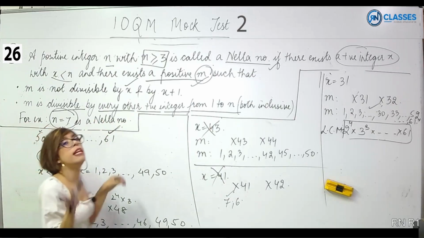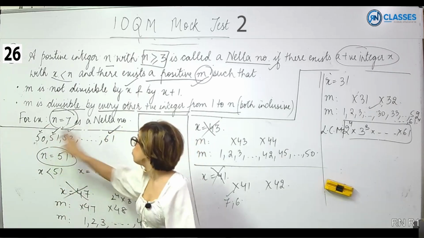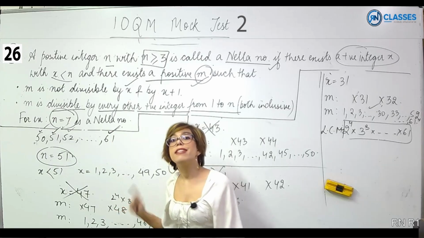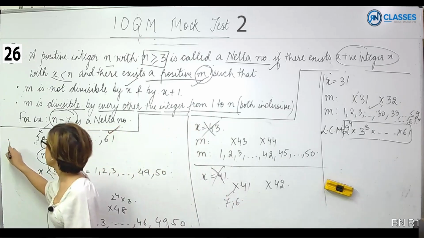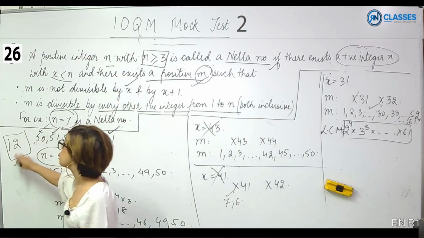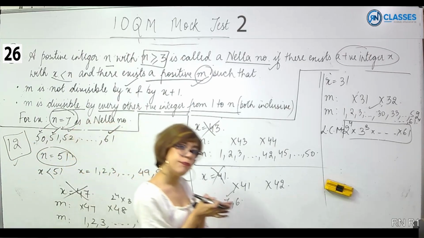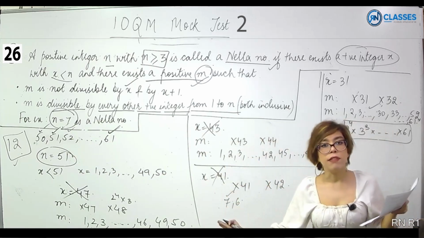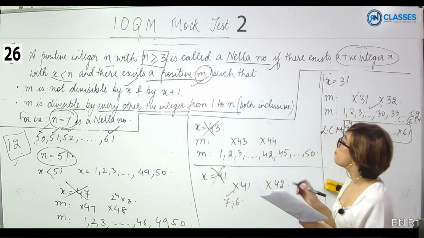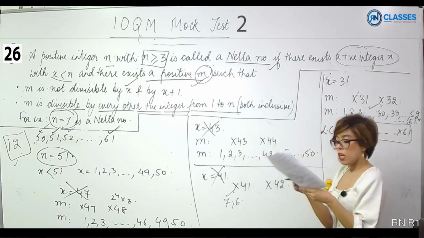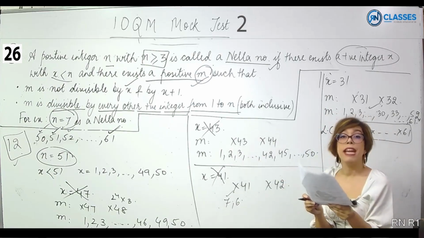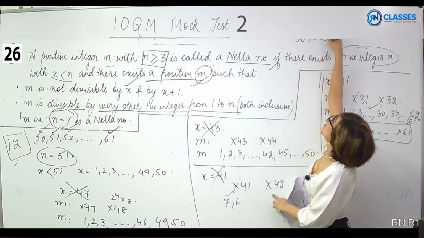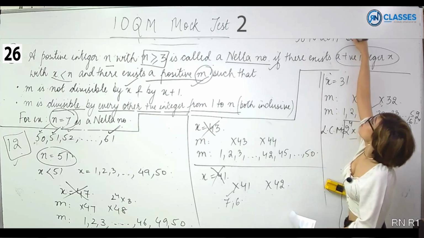He asked me how many Nella numbers are there from 50 to 61, both inclusive. All of these. How many numbers are these? These are 12 numbers. So the answer for the first part is 12. Now I will continue with the analysis for the second part. The question is, you need to find the number of Nella numbers from 50 to 2070, both inclusive.